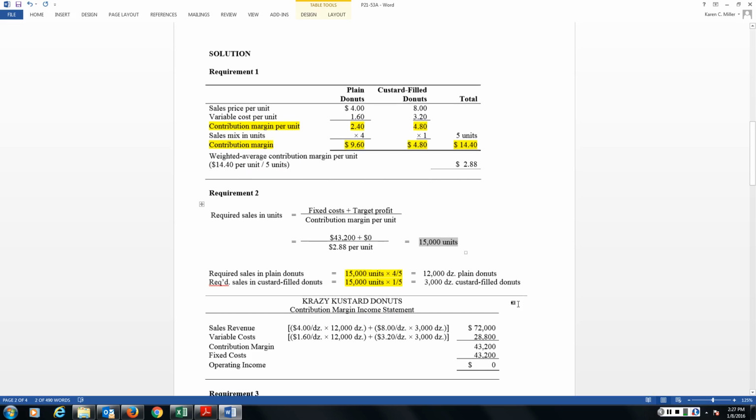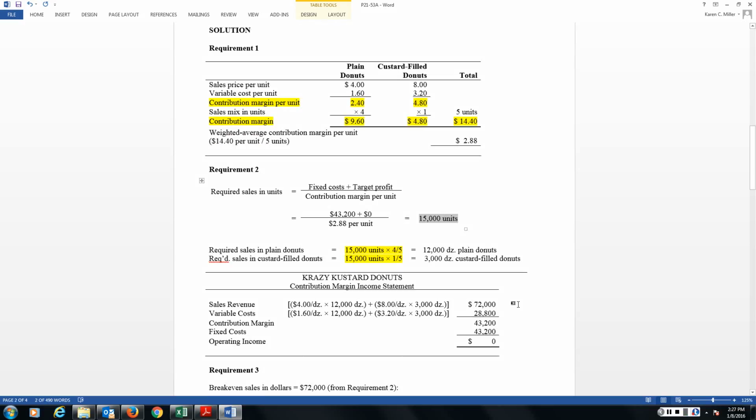So if we were to put that together as your book asks us to do, can we put this into a contribution margin statement showing that our profit using the 12,000 and 3,000 estimated donuts would generate enough revenue to cover our cost? We can see that happen. We simply plug in $4 a dozen. Our sales revenue is $4 a dozen for the 12,000 plain, $8 a dozen for the 3,000 custard filled, for $72,000 in sales.